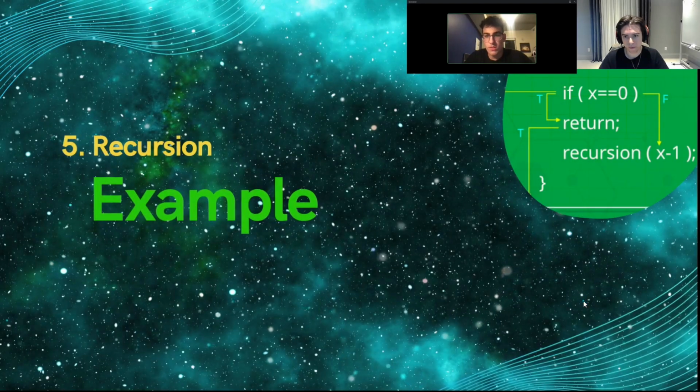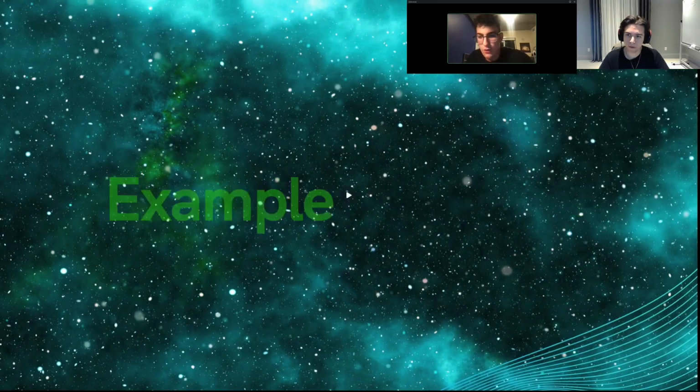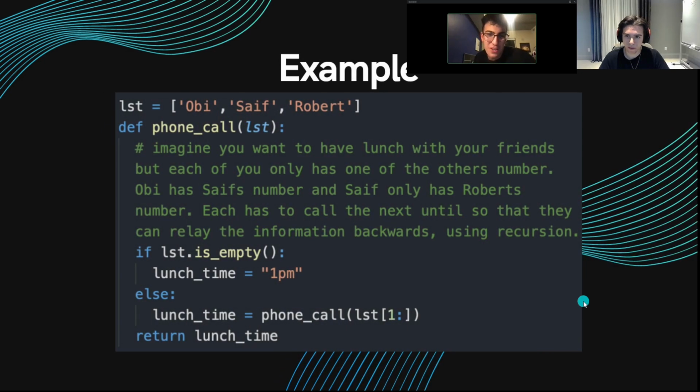All right, so we have one more example for recursion. It's kind of abstract, so Rob, if you want to let me do it. Yeah, sure. It's not really self-explanatory. Okay, so imagine you want to have lunch with your friends, but each of you only has each other's number. So Obi only has Safe's number, and Safe only has Rob's number. So each has to call the next until they can relay the information backwards using recursion.